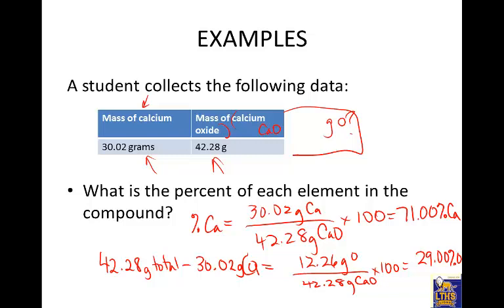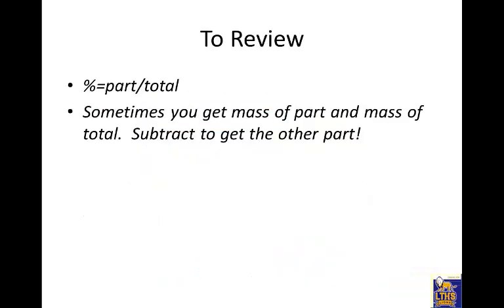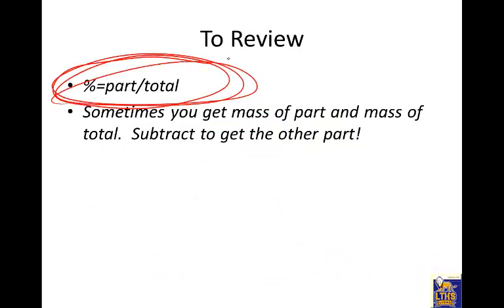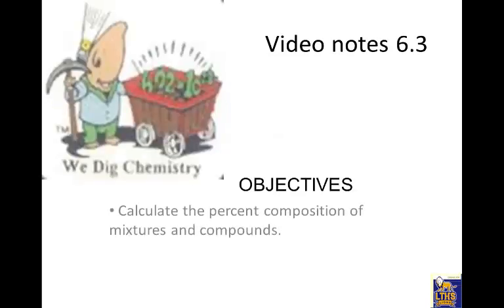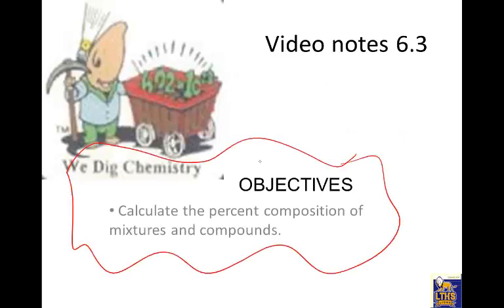So you can use lab data, you can use a chemical formula to get part over total. So if we go back, remember this, percent is part over total. Part is what you're looking at, total is everything together. Sometimes you get mass of the part and mass of the total. Subtract to get the other part. Okay, so please be able to calculate percent composition.